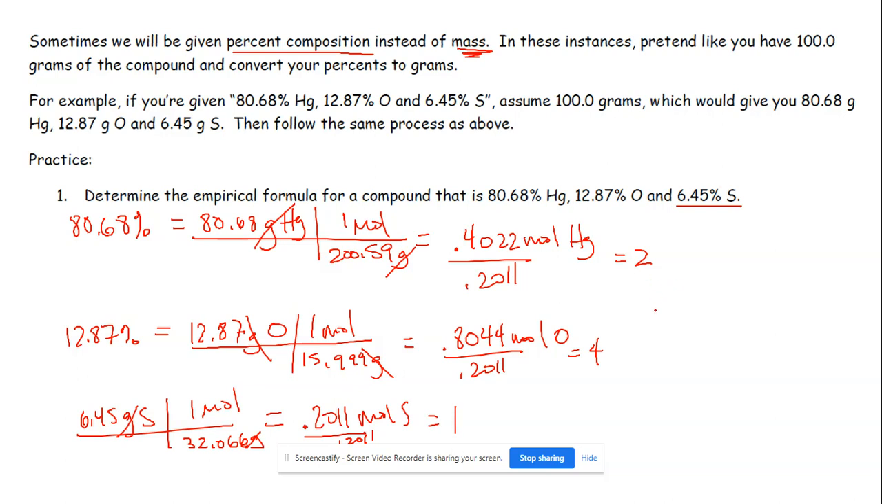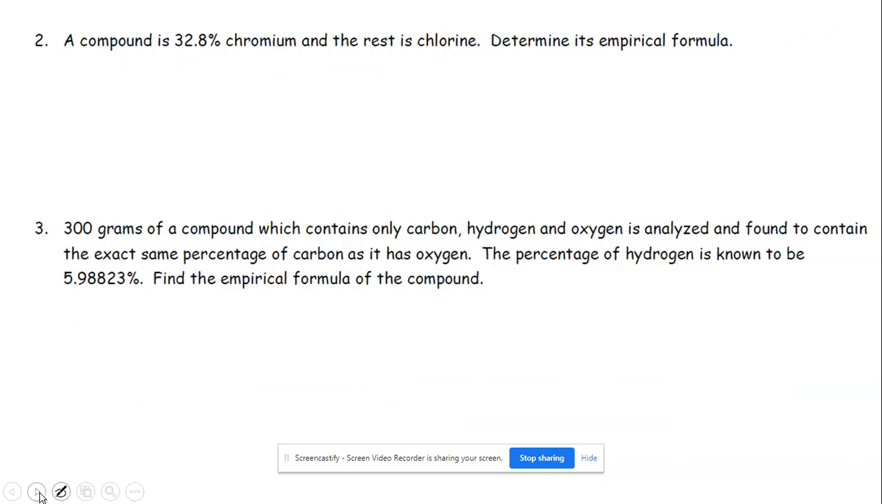So then our formula becomes Hg2O4S1. I actually don't like to put the S before the O. This is correct, but I like that better. But this would also be correct. Good? Good. Let's do a couple more.